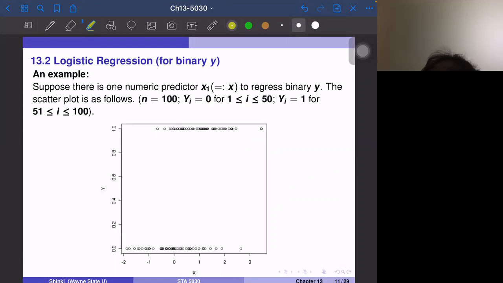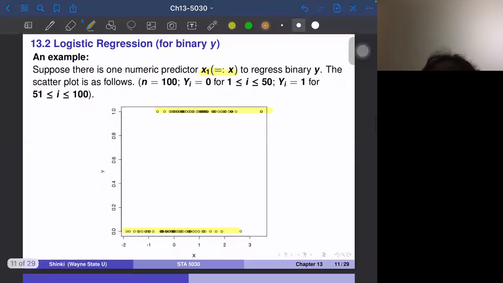Hi, now an example for estimation in logistic regression. Suppose that there is one numeric predictor x to regress binary y, and we have the scatter plot as this. So we have 100 observations, and actually 50 observations with y equal to 0, and 50 observations with y equal to 1. So now basically we want to calculate the probability of y equal to 1 given x.